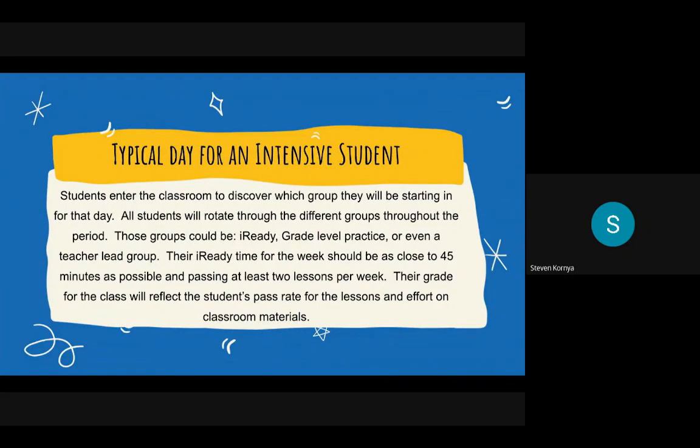A 7th grade intensive student will enter the classroom to discover which group they will be starting in for that day. All students will rotate through the different groups throughout the period. These groups could be iReady, grade level practice, or even a teacher-led group. Their iReady goal time for the week should be as close to 45 minutes as possible, and they should strive to pass at least 2 lessons per week. Their grade for the class will reflect the student's pass rate for the lessons as well as their effort on classroom materials.